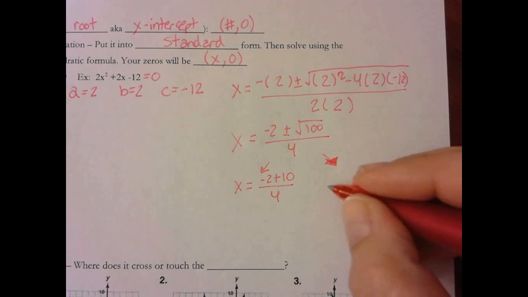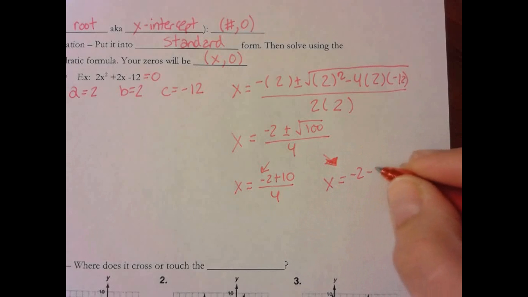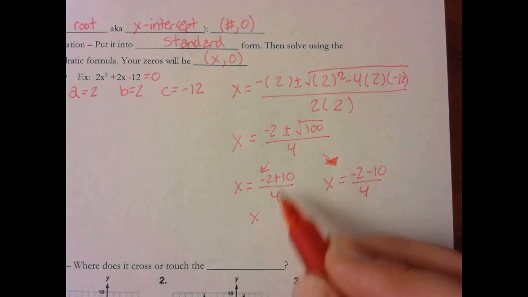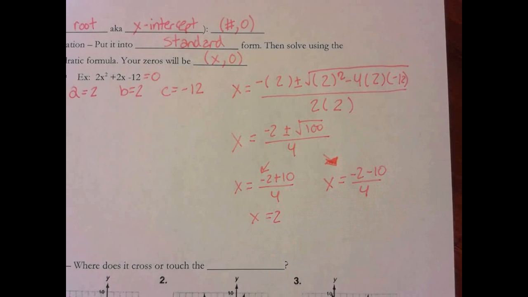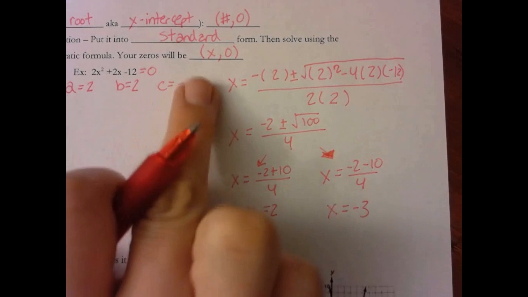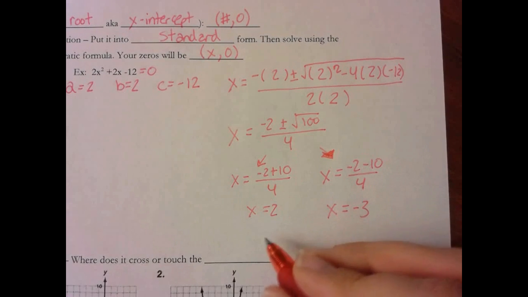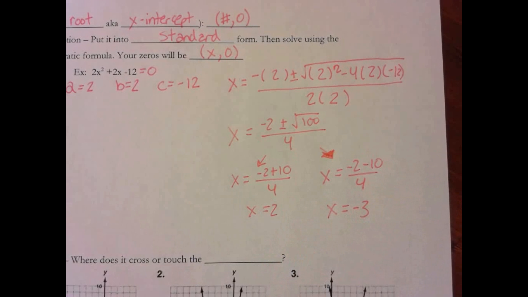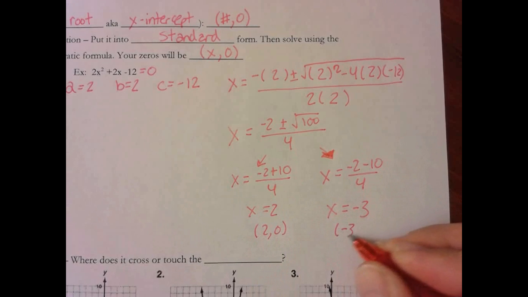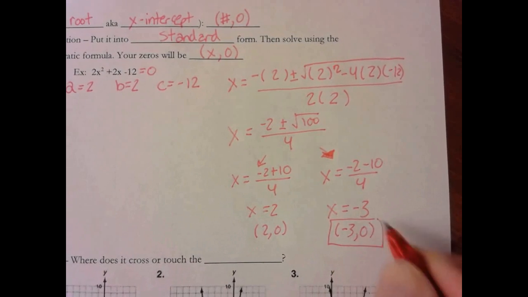And that's an awful arrow. Wow. I also get x equals negative 2 minus 10 all over 4. So negative 2 plus 10, that's 8. Divided by 4, that's 2. Negative 2 minus 10, that's negative 12. Divided by 4, that's negative 3. So last step, put it in this format. So that means that my roots, my zeros, my x-intercepts, whatever you want to call them, are at 2, comma 0 and at negative 3, comma 0. Cool. So that one's tougher, isn't it?